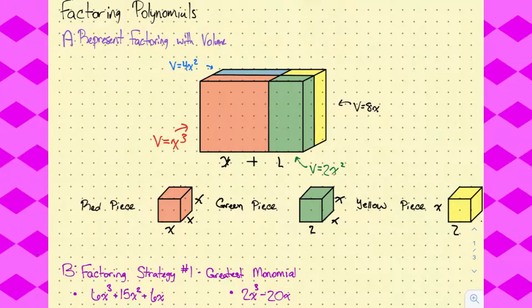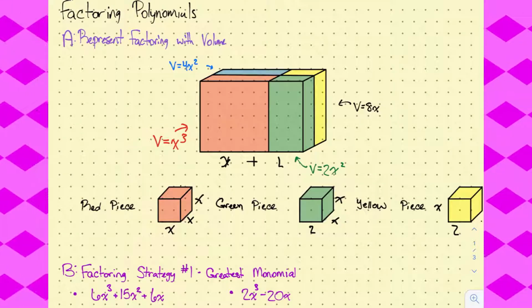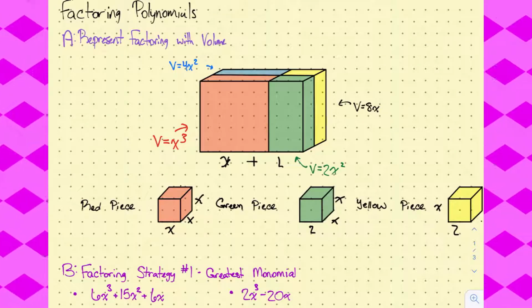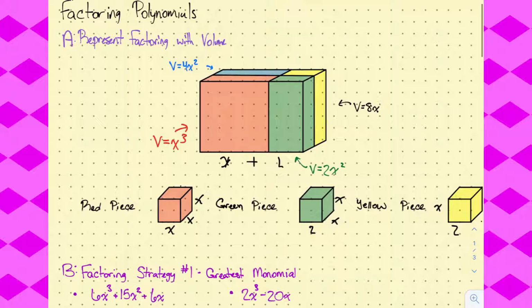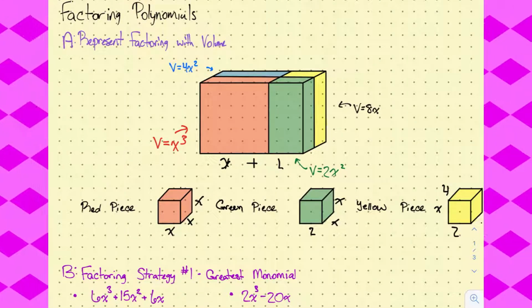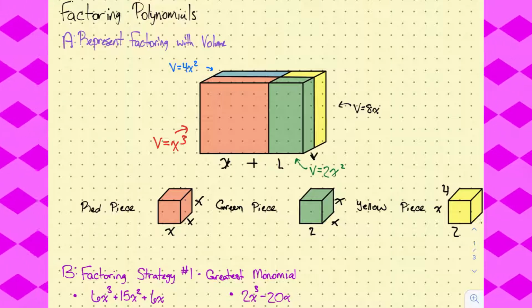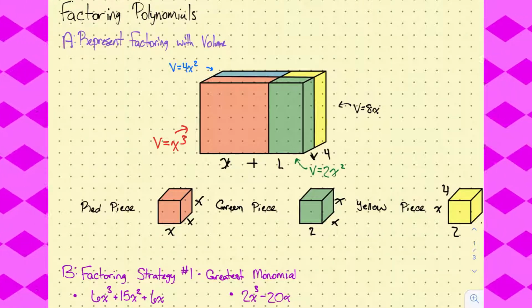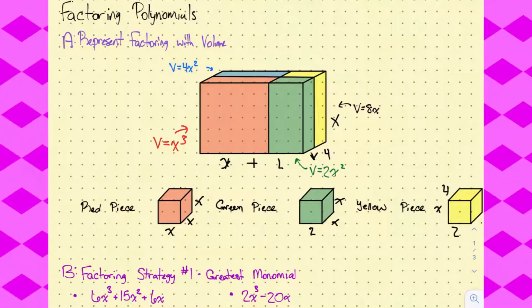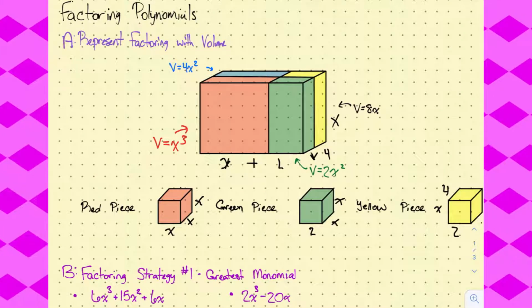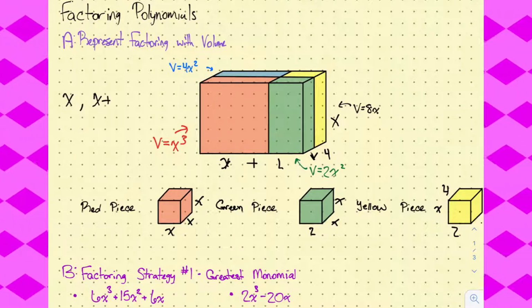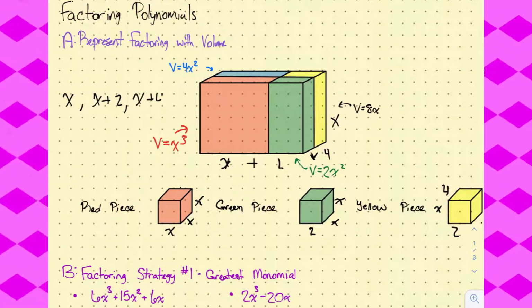The only thing it doesn't share is its depth. But since we know the volume is 8x, we can reason out that the depth has to be 4. So that tells us that the depth of the whole rectangular prism is x plus 4. And then we know the height is x. So we know the dimensions of this prism are x, x plus 2, and x plus 4.